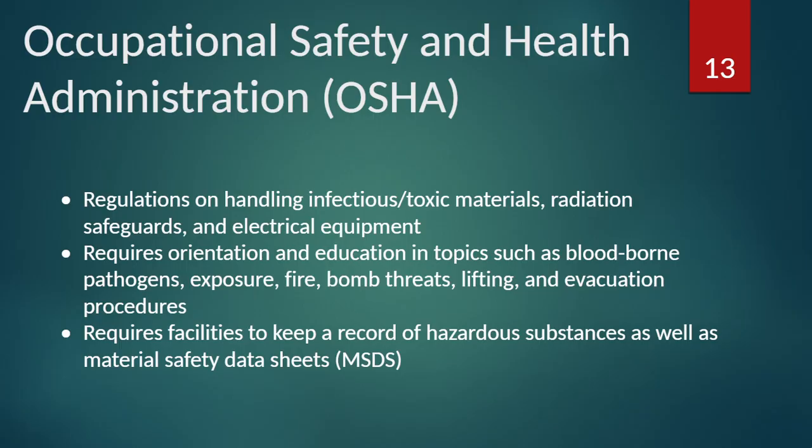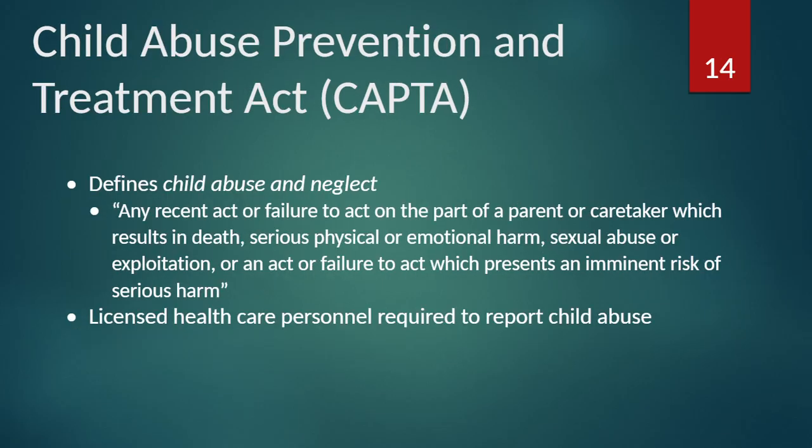OSHA also requires every facility to maintain an up-to-date record of all hazardous substances, along with easily accessible material safety data sheets, also called safety data sheets, under newer standards. These sheets describe each chemical's risks, safe handling procedures, and instructions for what to do in case of exposure or spills. Nurses should always know where these sheets are kept, because they support safe practice and quick response in emergencies. OSHA ensures that healthcare environments remain as safe as possible for both workers and patients.